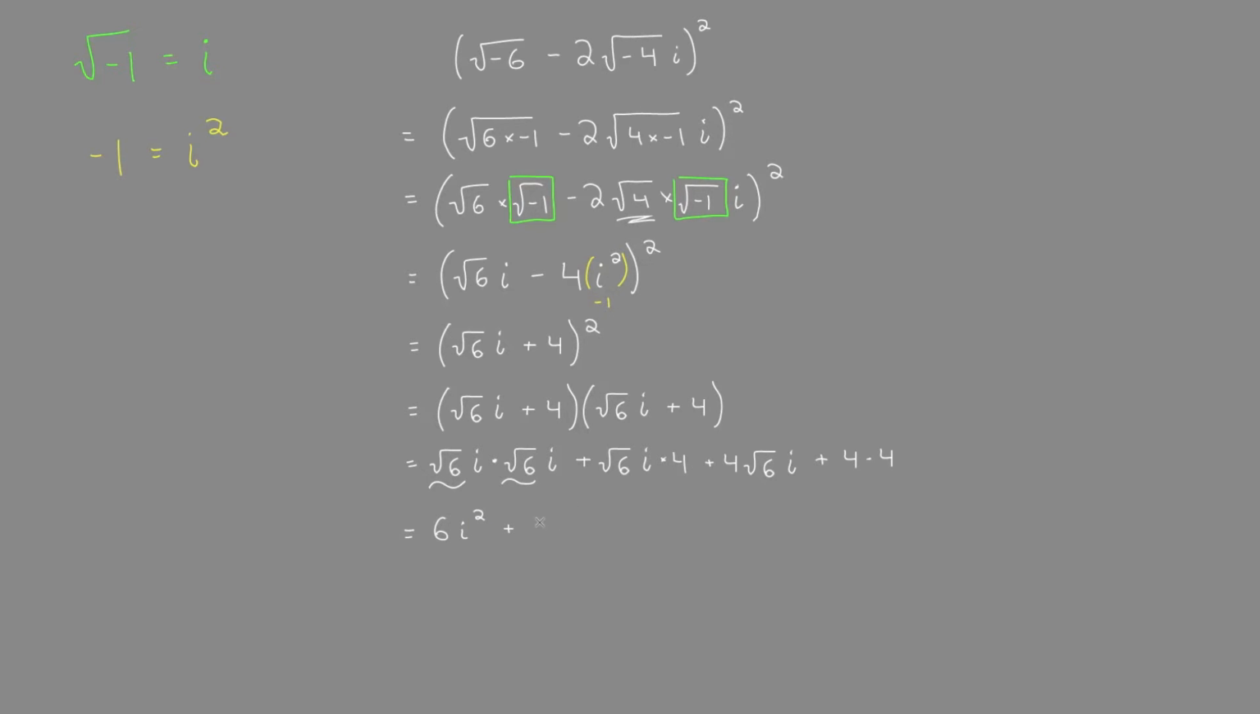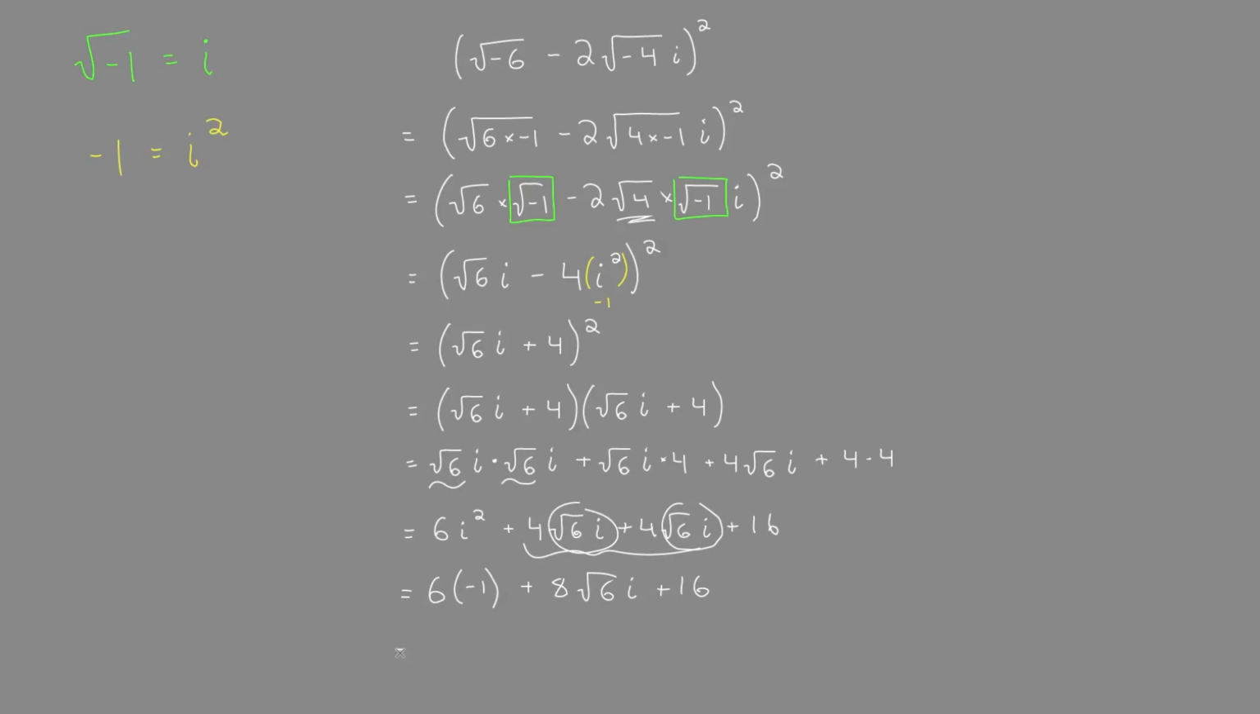Writing this in proper form, we have 4 root 6 i and another 4 root 6 i, so we can combine those two, plus 16. So combining these two terms, we can treat the root 6 i like a variable, like x. So we have 4x plus 4x would be 8x, so this would be 8 root 6 i in the middle. So we have 6 times i squared, which is -1, plus 8 root 6 i, like we said, plus 16.